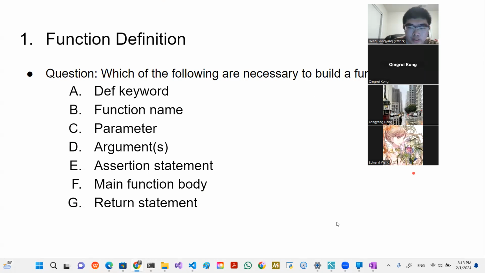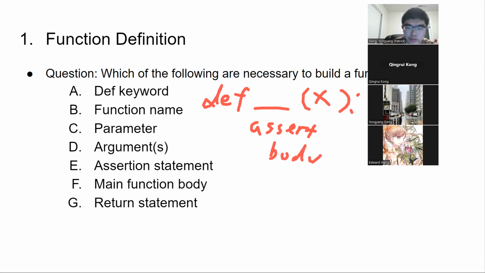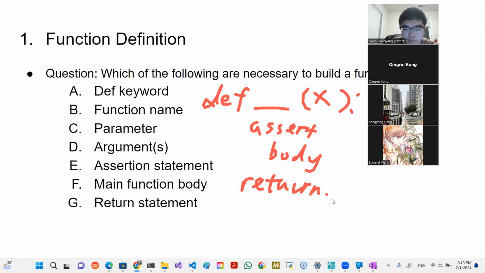I guess I'll write down the format. Define and the name, and then the parameters and arguments, and then assert, the body, and then return. The answer is more than one. There is more than one answer. Not exactly.